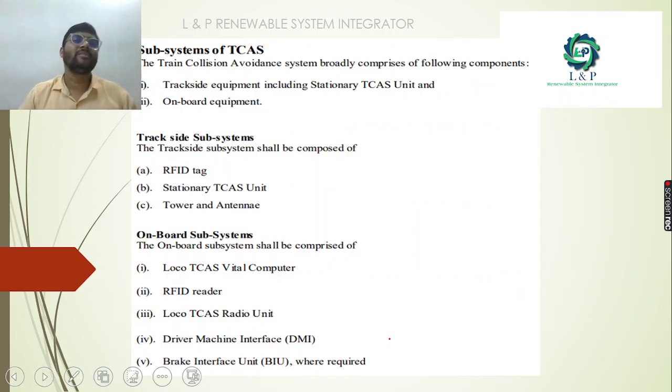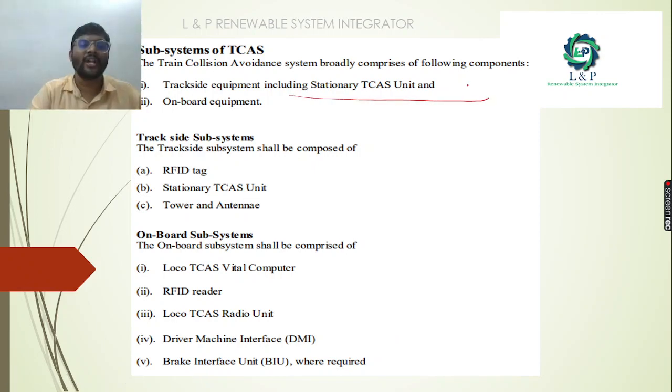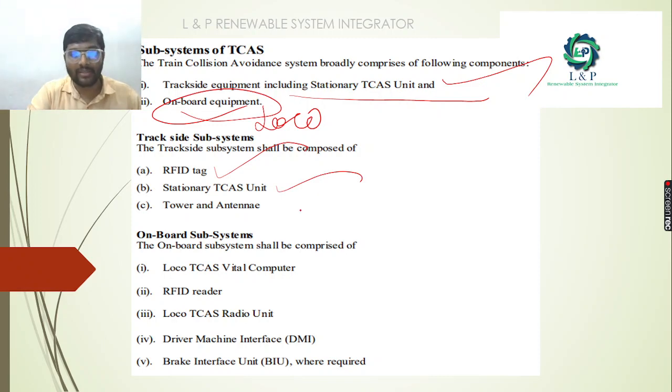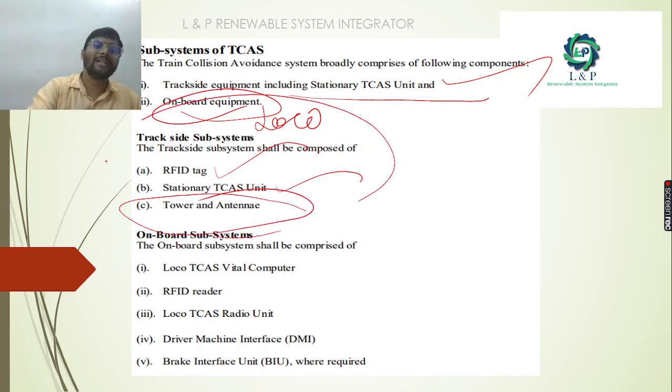And what are the subsystems of the train collision avoidance system? Trackside equipments including the stationary train collision avoidance unit, onboard equipments which are present inside the loco, and also the trackside subsystems. Inside the trackside subsystems we have RFID tags, we have a stationary train collision avoidance system, we have a tower and the antenna which will be on the track side.